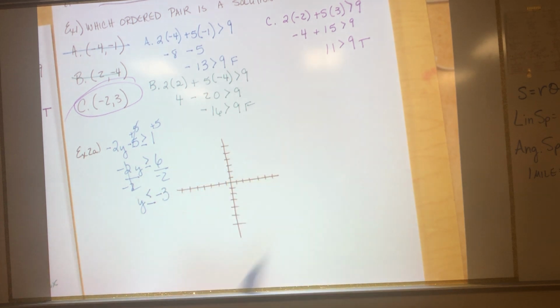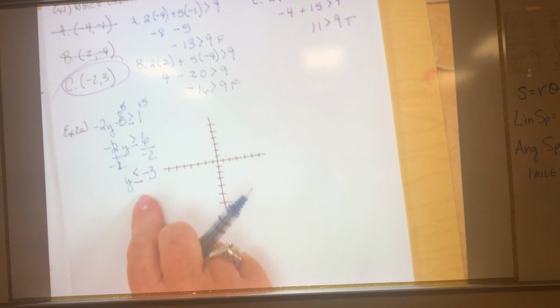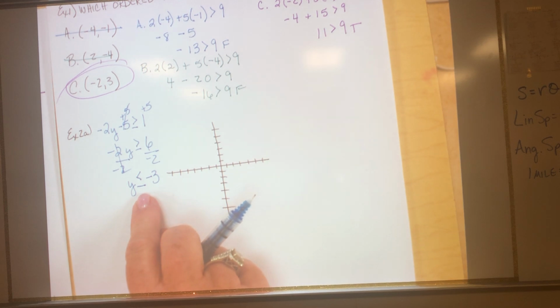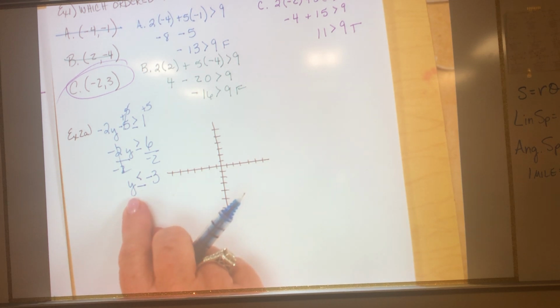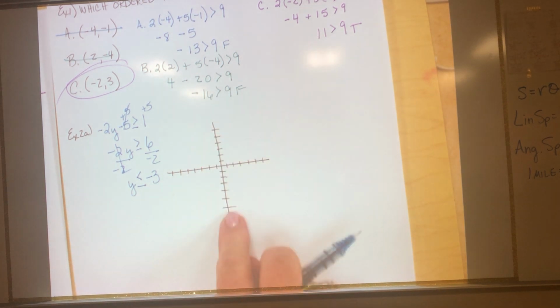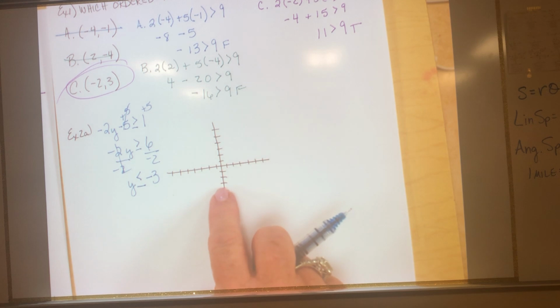Negative 3. Okay, so, whoa, wait, this looks weird. I don't have an x in it. What kind of line is this? Oh, it's going to be a horizontal. That y looks like an upside down H. That's a horizontal line. Where? On negative 3, on the y-axis, guys. On negative 3. So here it is.